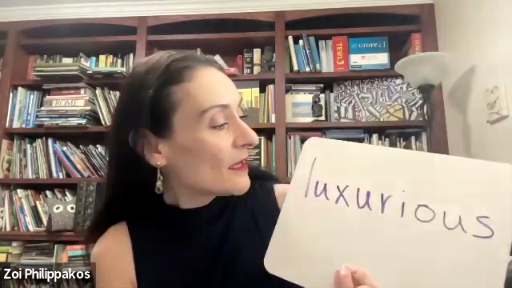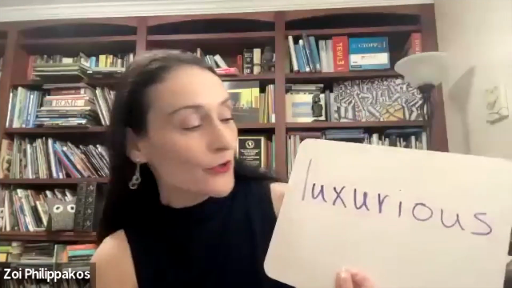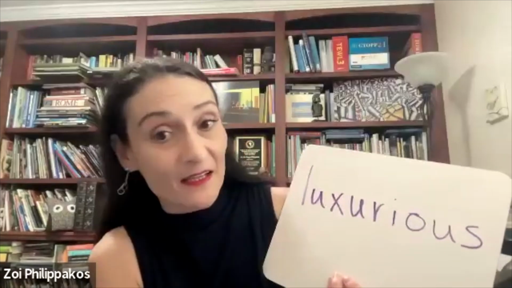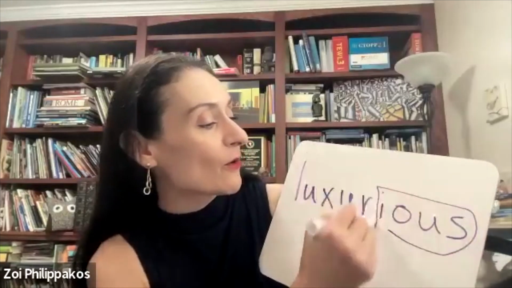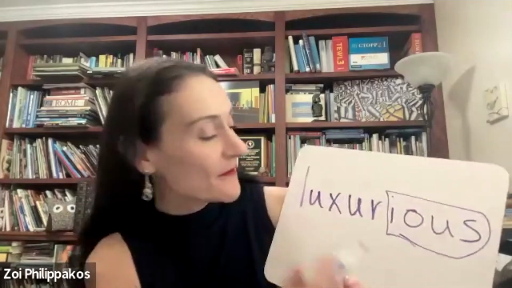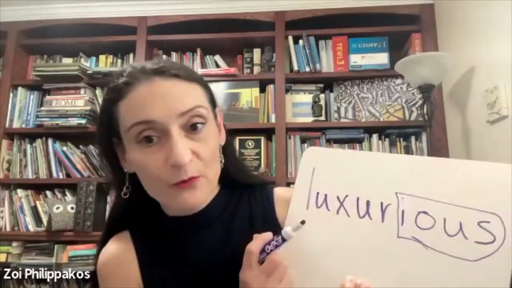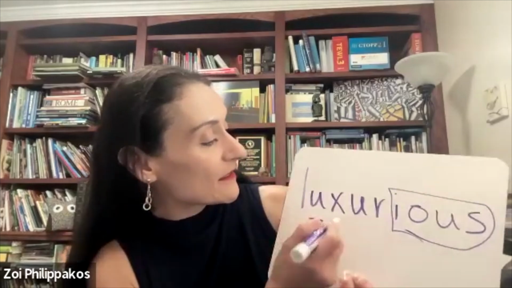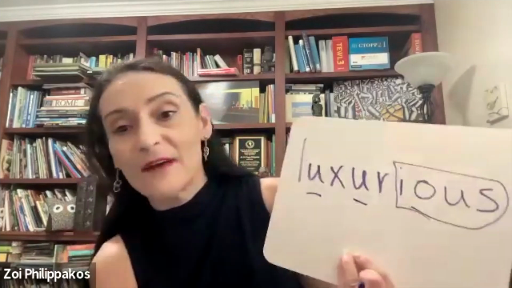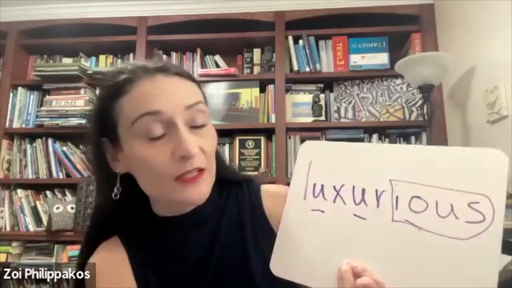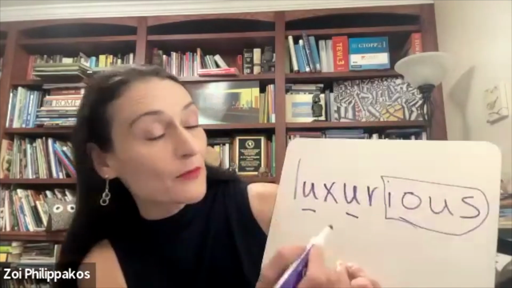Here's another example of a word. As the students see this word, let's say again they cannot read the word, they will box the IOUS, which is a suffix, and then they will look at the first part of the word, and then they will underline the vowels. So they have two vowels, they have two syllables, and then they will break in between.